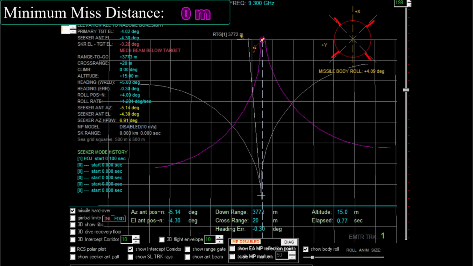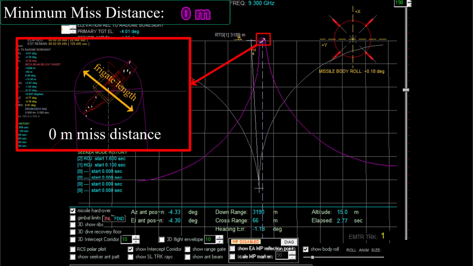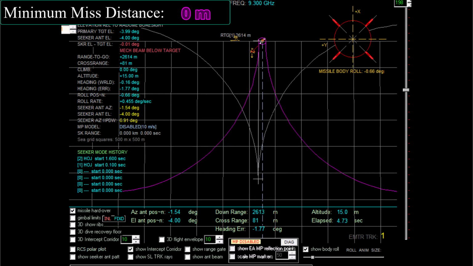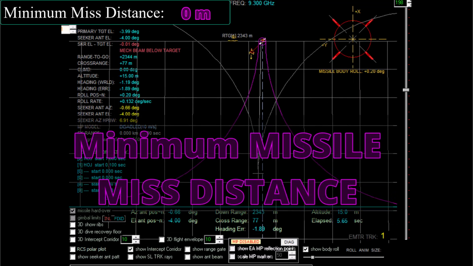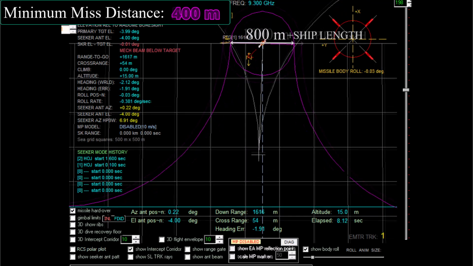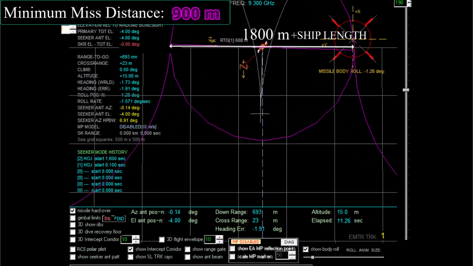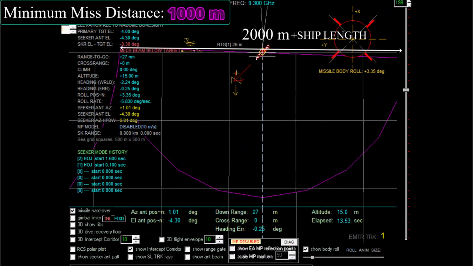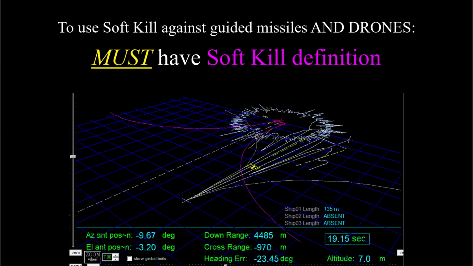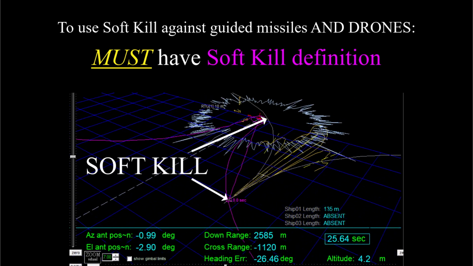And by the way, the definition of soft kill is not limited to the missile physically hitting the ship or aircraft or whatever the target is. So the soft kill definition could mathematically stipulate a minimum missile miss distance. In other words, the intercept corridor could be formulated to ensure that it is physically impossible for the missile to come any closer than, pick a number, meters from the target. Now, in my experience, it's just impossible to overstate the importance of the intercept corridor in using soft kill to defeat guided missiles.